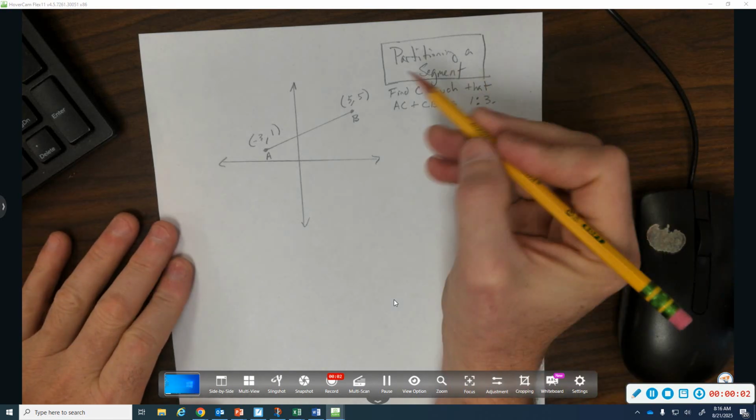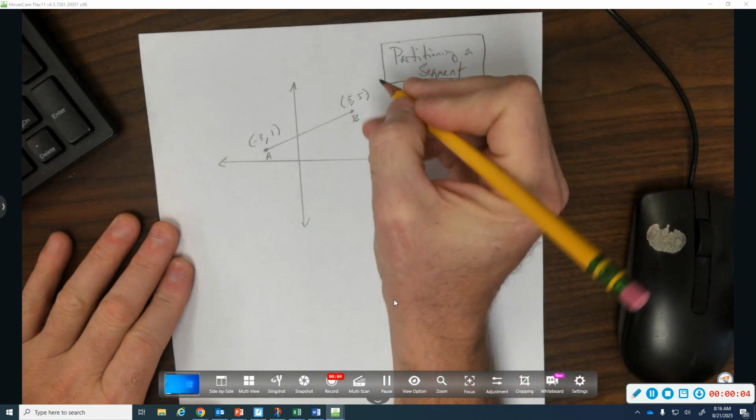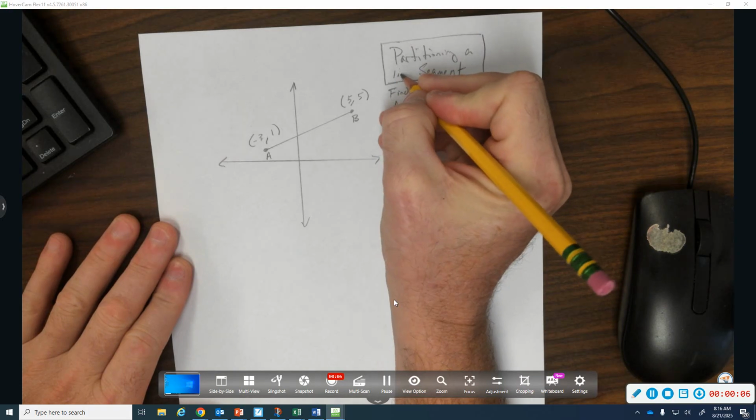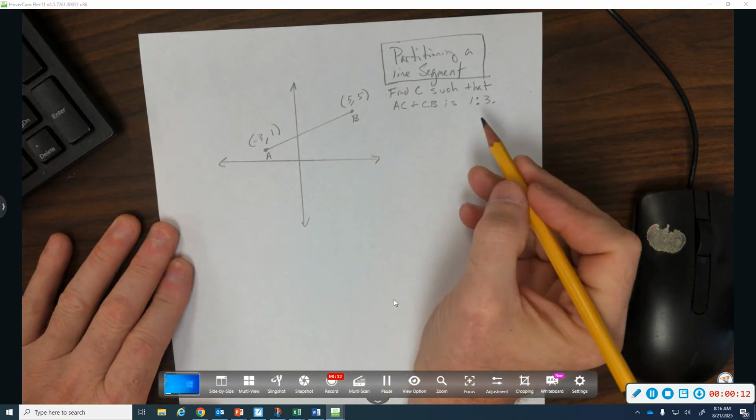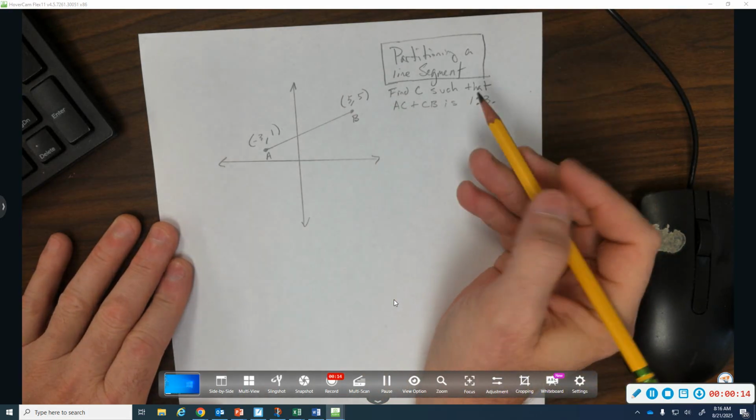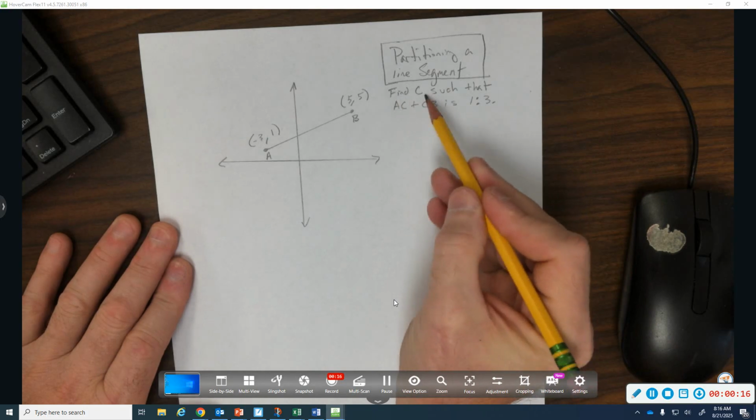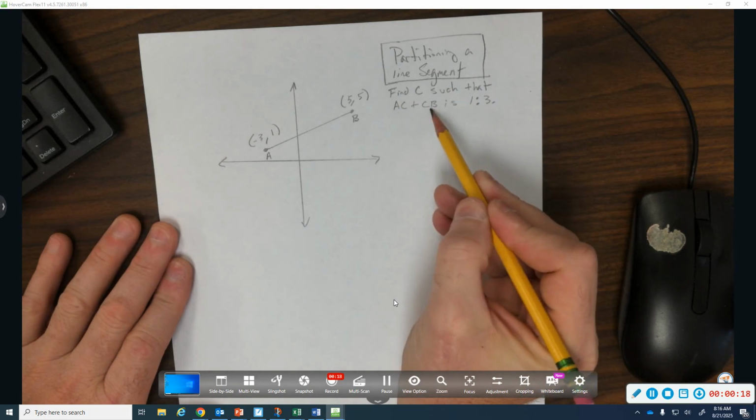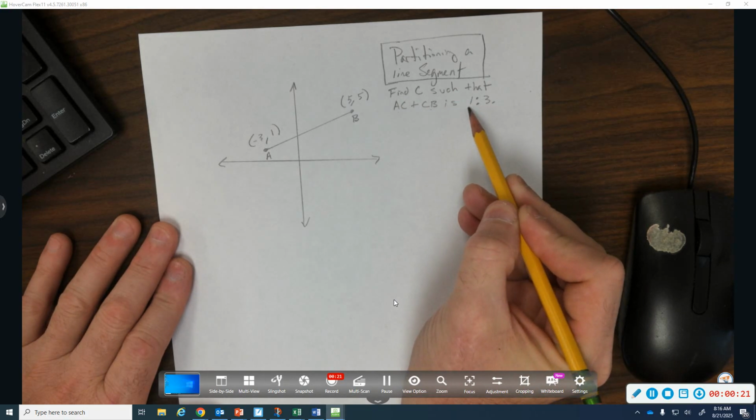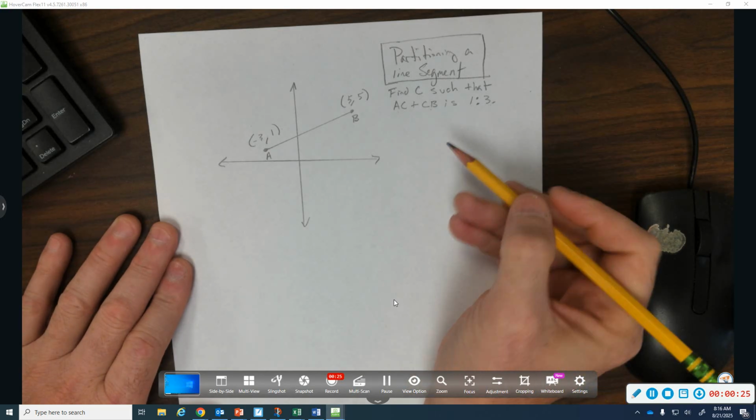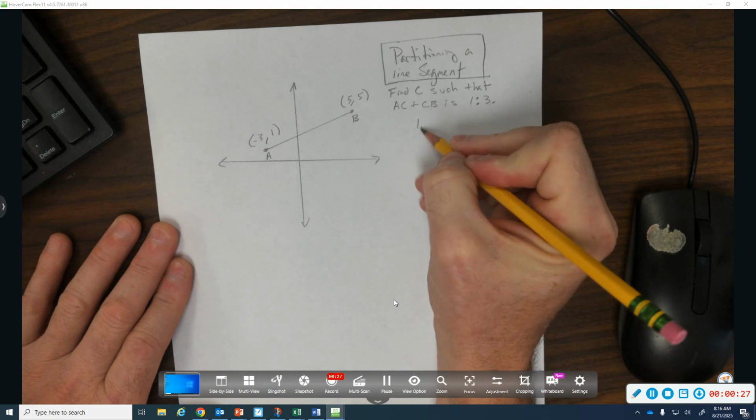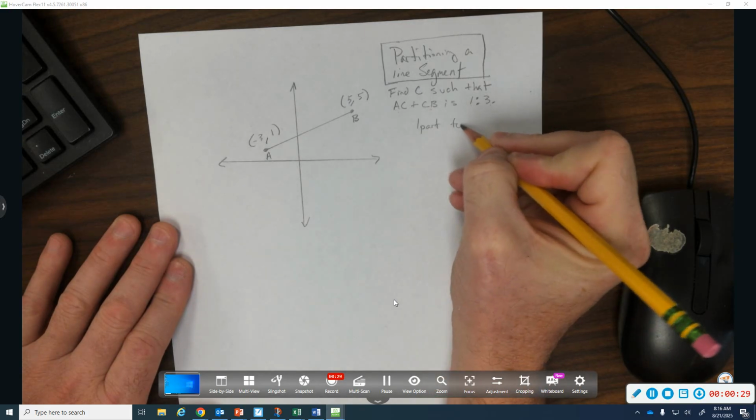Okay, partitioning a segment. Really partitioning a line segment, just for being a little more accurate. So the first thing you should do is understand what's being asked of you. So partitioning a line segment, we want to find C such that AC to CB is in the ratio of 1 to 3. All right. So that means 1 part to 3 parts.